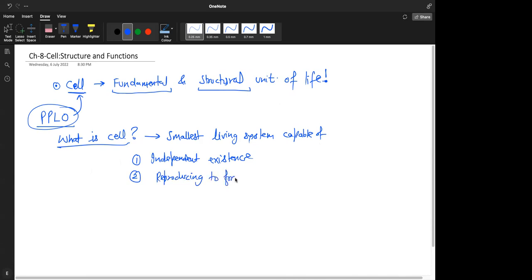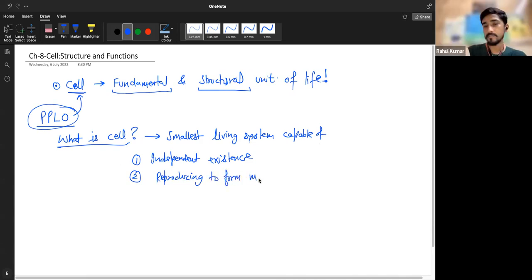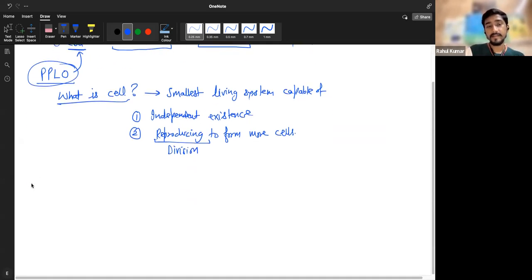So a cell is the smallest living system capable of independent existence and reproducing to form more cells, or this reproduction can also be called cell division. Okay, taking here an example of bacteria, it is a unicellular organism.